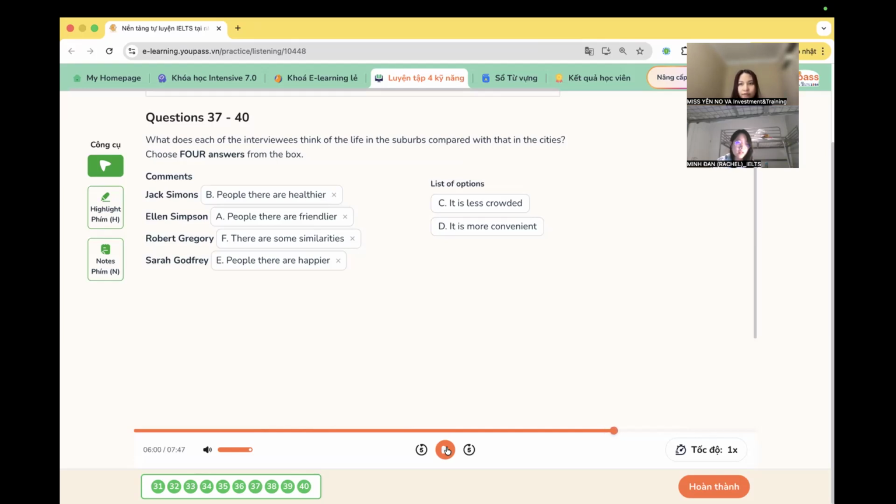So it's about less crowded, I think so. Yeah. Even though the people in the city are friendlier, she still prefers to live in a suburb. Mm-hmm. Yeah. The rest of it are correct.